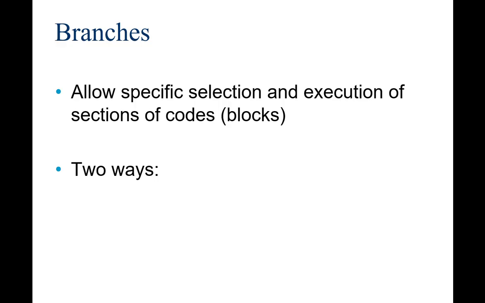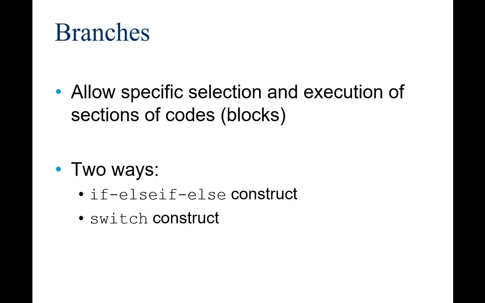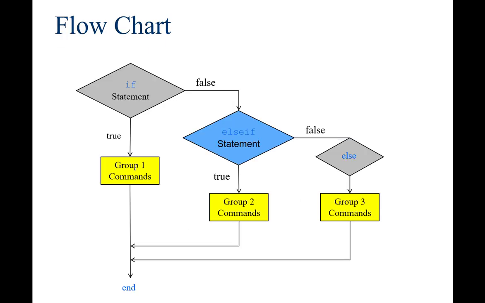In this section we're going to look at one of the main branches that we'll be using for the rest of the course, also known as an if statement. But there are two different types of branches. The first one is the if statement, also known as an if-else-if-else construct, and then there's also the switch statement. So let's start with diving pretty deep into what an if statement actually does.